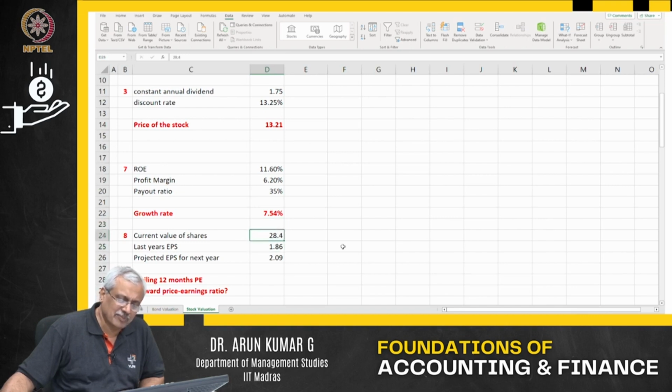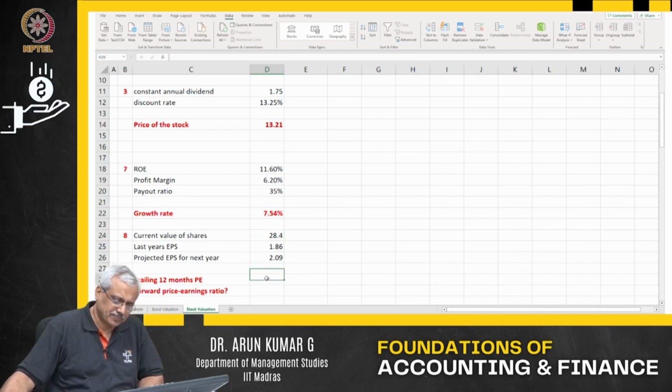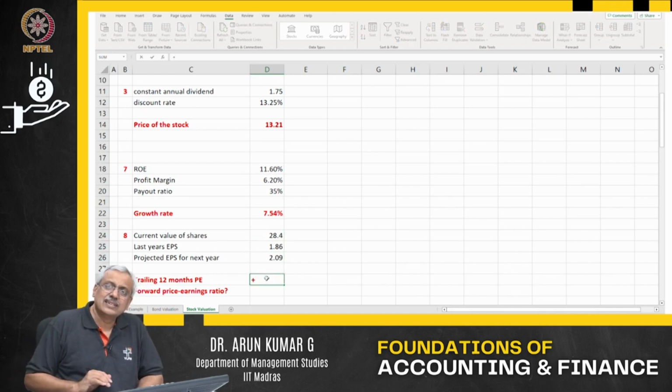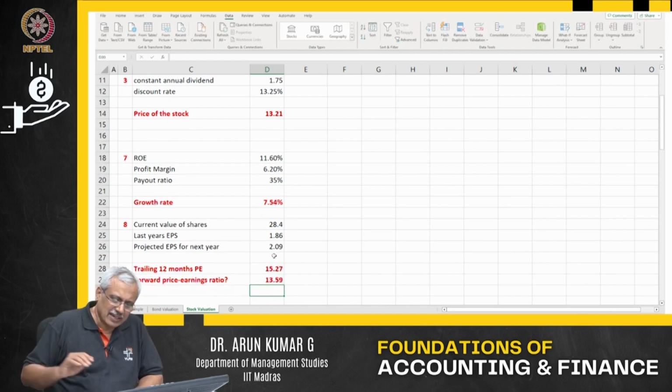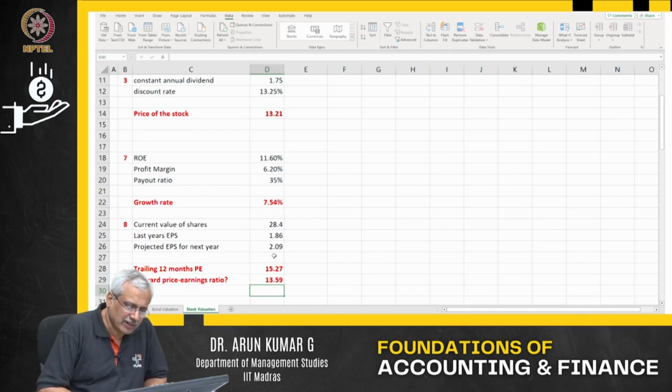Current value of the share is 28.4. Last year is this and current year is this. Trailing 12 months: the current share price divided by the last year's EPS. Forward: the share price divided by the projected EPS, that gives you your forward PE ratio.